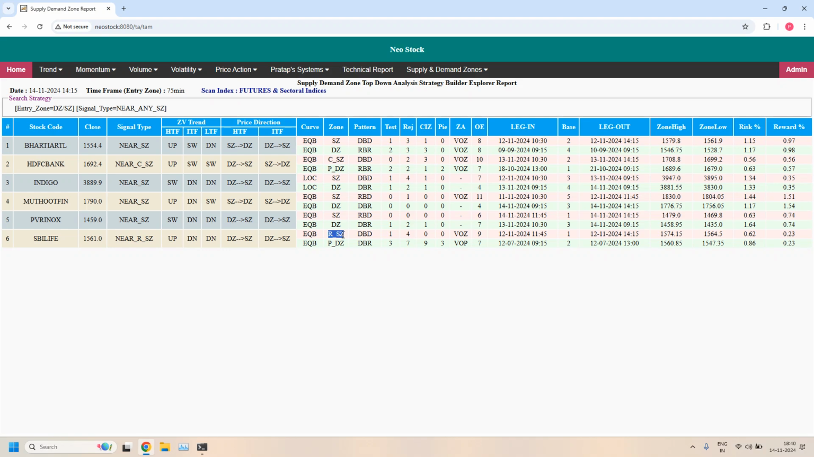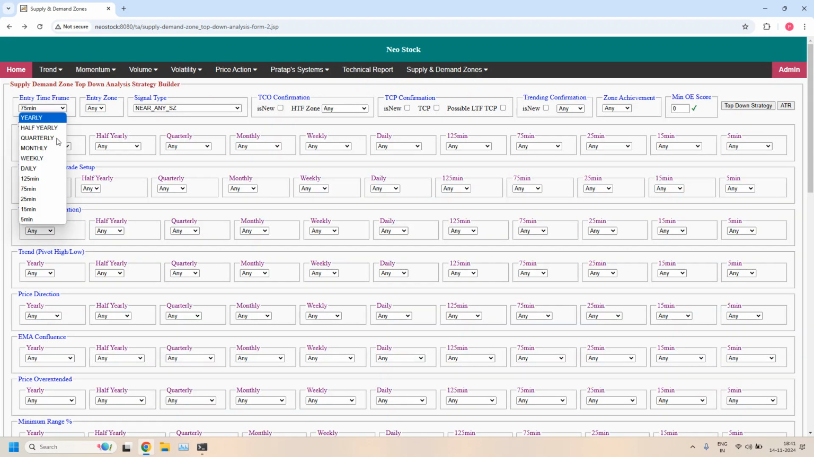And SBI Life is having a high liquidity 75 minutes supply zone. So we have 2 75 minutes high liquidity supply zones from this list. Okay, next time frame is 25 minutes.